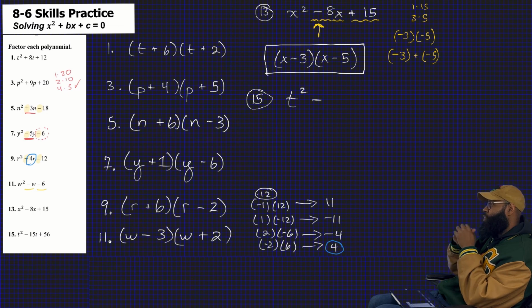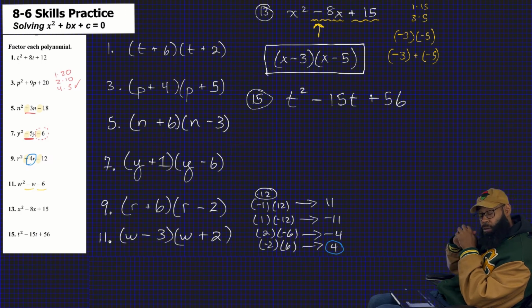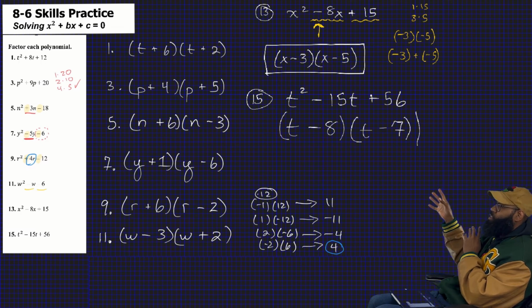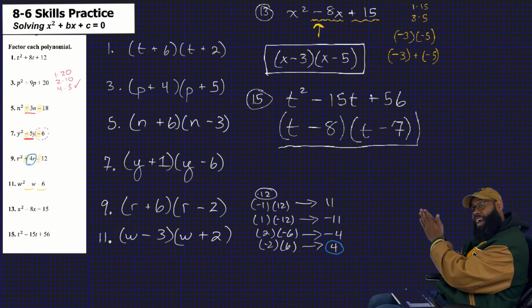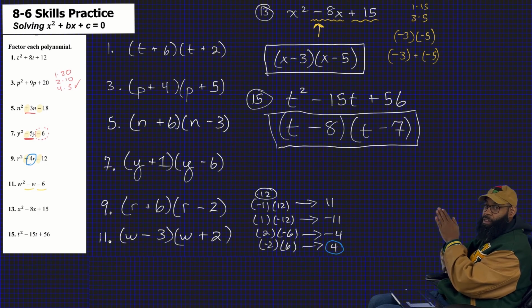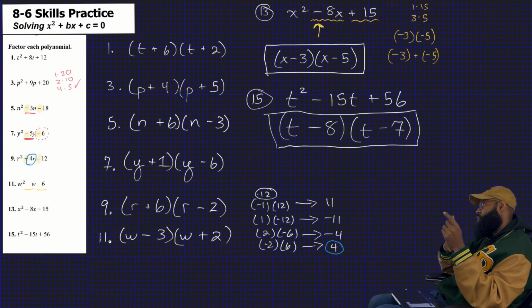15, t squared minus 15t plus 56. And again, what does the trinomial tell you? The trinomial tells you I gotta have a negative negative. And why a negative negative? Because the only way to get a positive 56, but to have the middle term add up to a negative, both have to be negative. So negative 8, negative 7 add up to negative 15. But everybody knows 8 times 7 is 56, right?